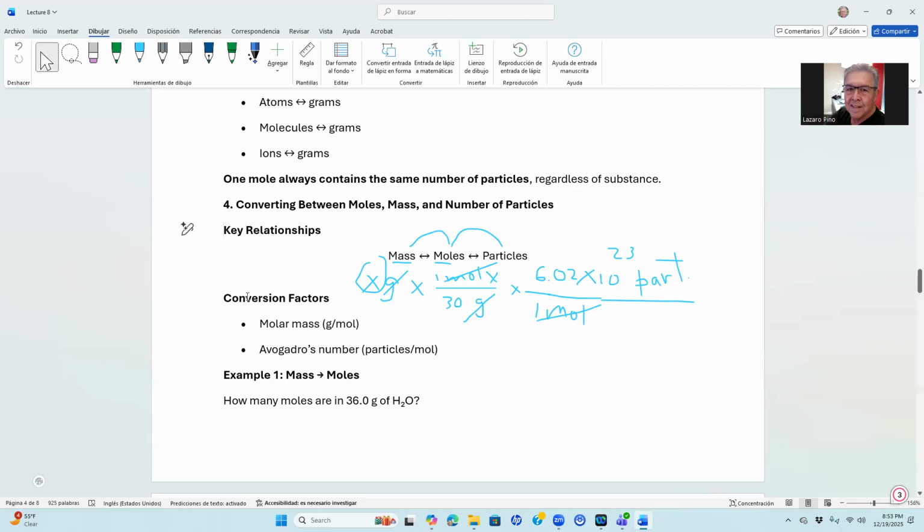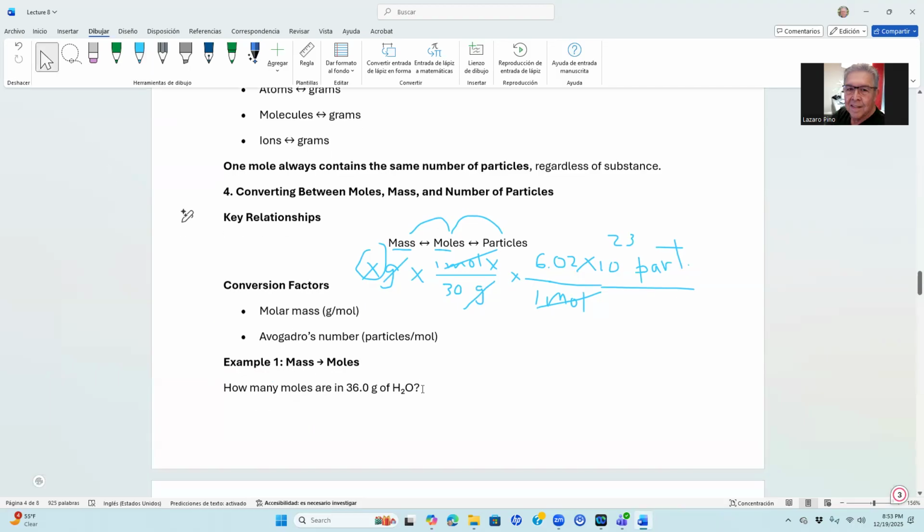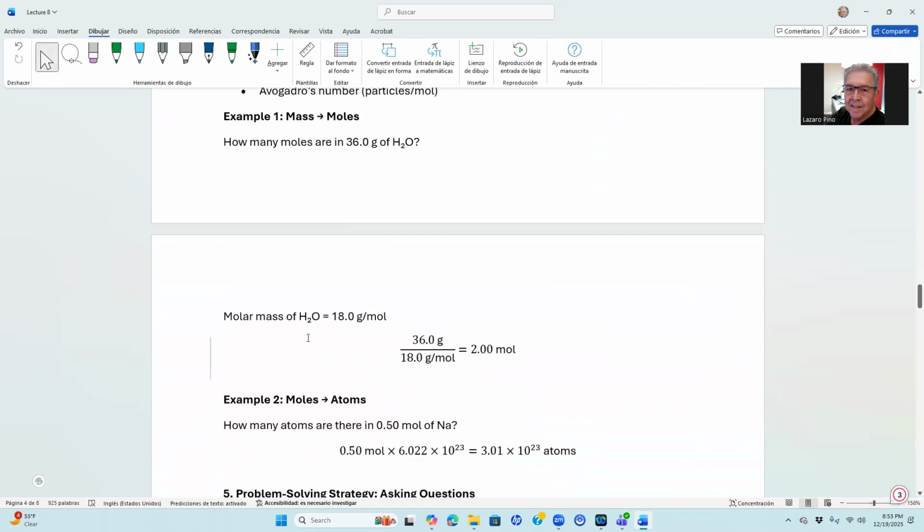Let's see. This is another example. For example, you have 36 grams of water. And you know that 1 mole of water is 18 grams. Then you divide the mass by the molar mass and you get moles.